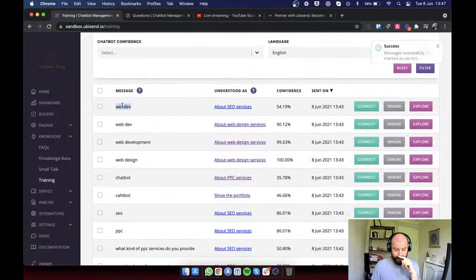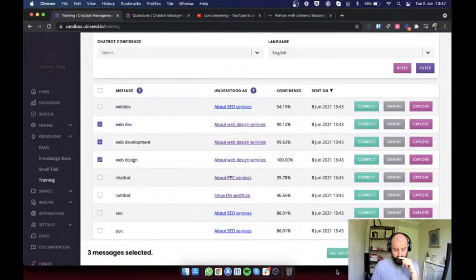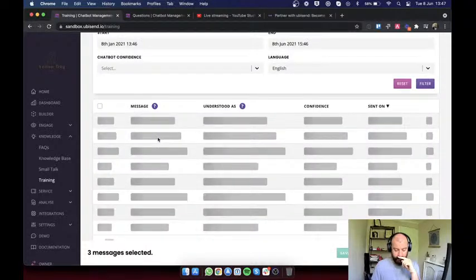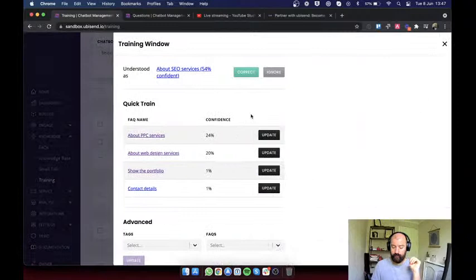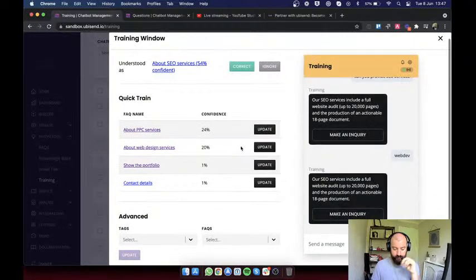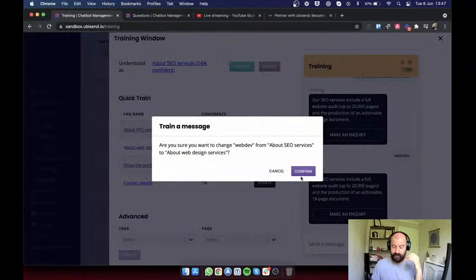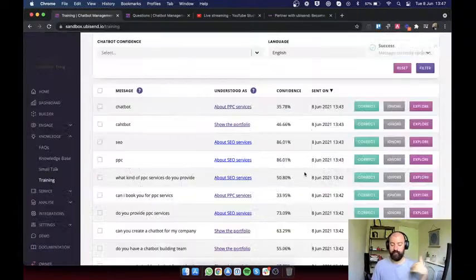Web dev, so this one, it understood this one, and this one, and this one, so that's good. But it didn't understand the top one, which is web dev in one word. It went through SEO services, so I'll have to, it's only 54%, so that's kind of understandable. I'm going to have to go and update this. So I can hit update. This one is only at 20% confidence, so now that I'm going to hit this update button, it's going to raise its confidence later on and put it above the one that it thought it was.